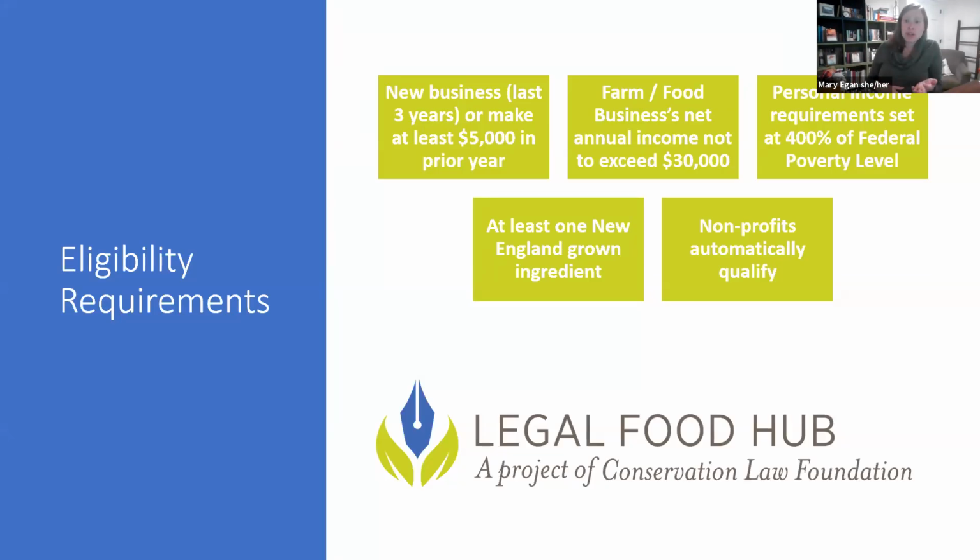So as I mentioned, there are some eligibility requirements for participants to get this free legal service. For farmers and food entrepreneurs, your net income has to be less than 30,000 for the business. So the business net income has to be less than 30,000. You have to also be a new business or starting to make about 5,000. But the point of this requirement is that you're not a hobby farmer, but that you're building a business.